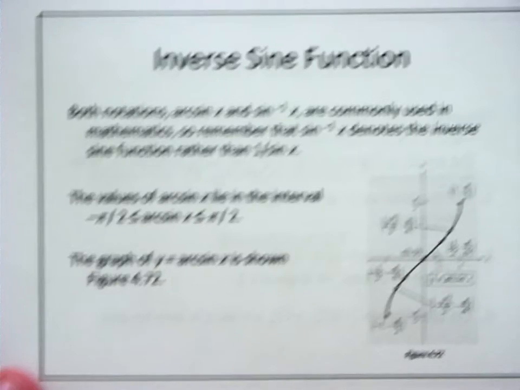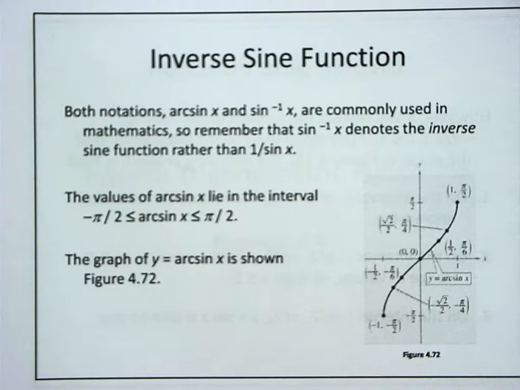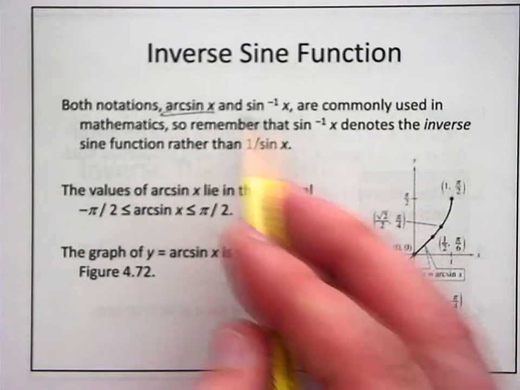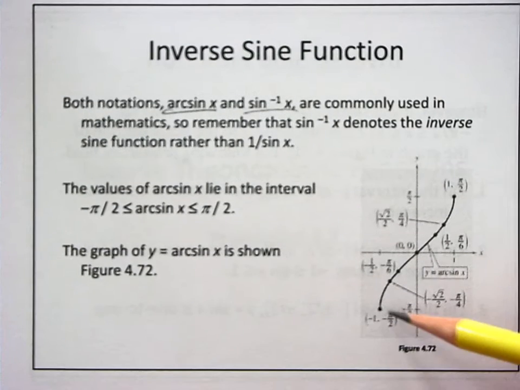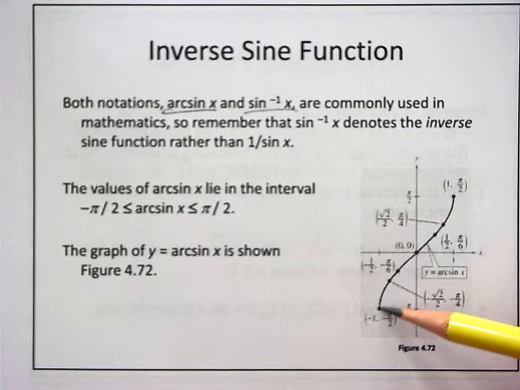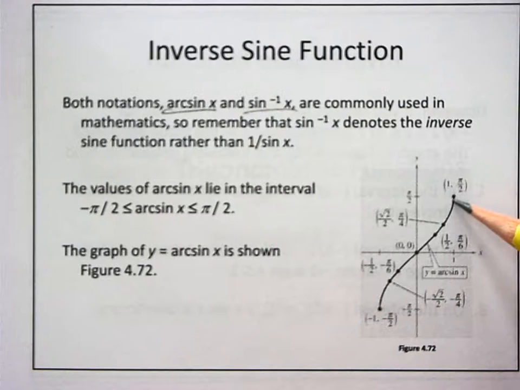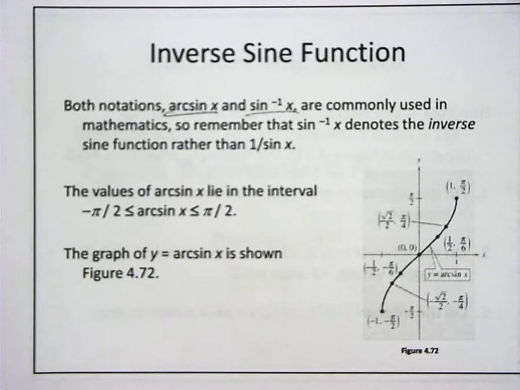Algebraically, they'll write it one of two ways. They'll either write arc sine or inverse sine. They mean the same thing. But the graph ends up looking like this. It starts low at negative 1, negative pi over 2, goes up through the origin to 1 and pi over 2. They're literally just reflecting it over the line y equals x. But then they're just kind of chopping off all the excess, anywhere it would start to repeat.